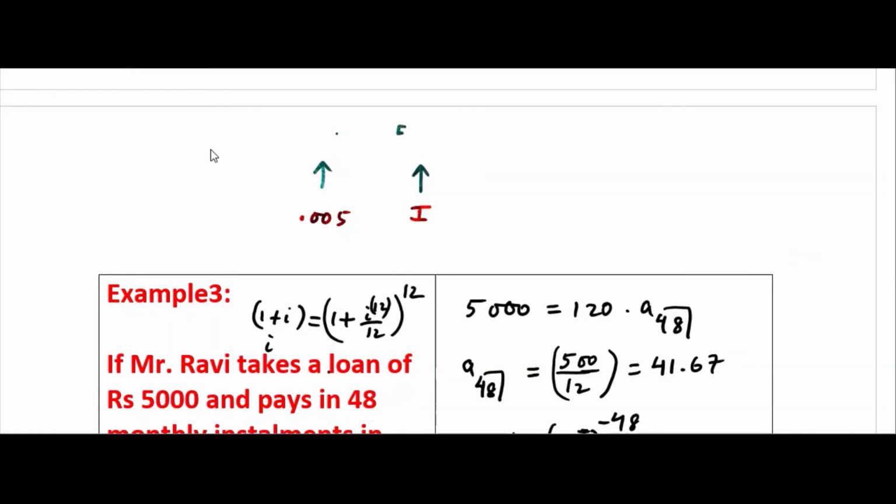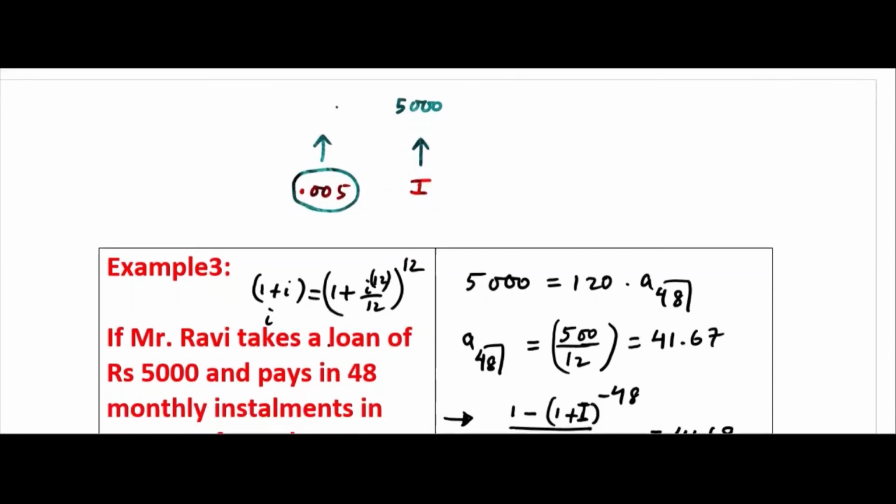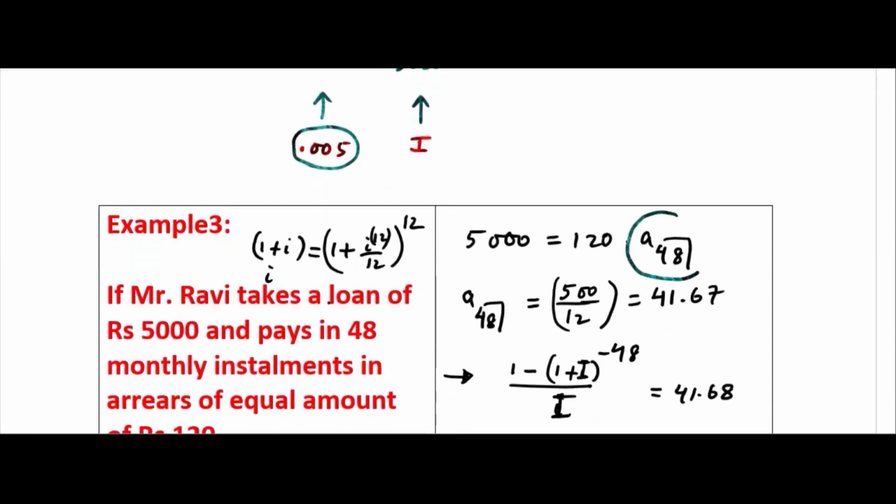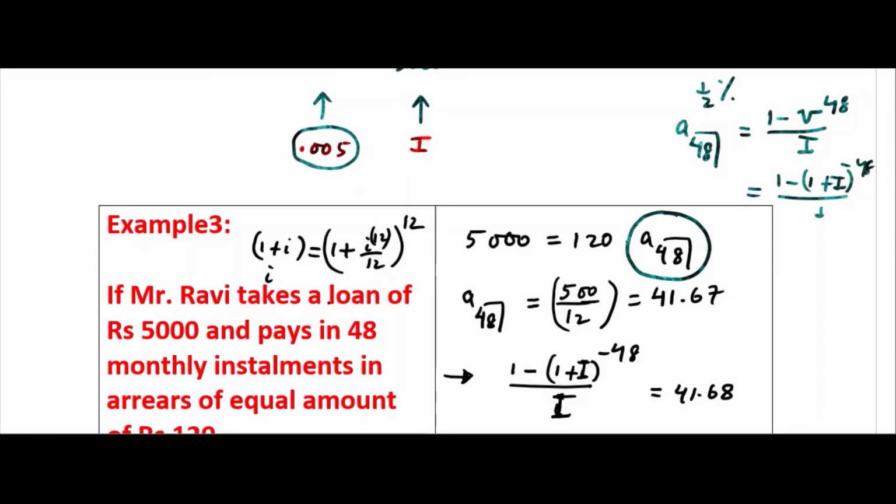At what I do you need 5,000? Okay. At 0.005, 0.5%, you find this value, A48. At 0.5%, you find A48, quick. So this will be simply 1 minus V48 by I, okay. I'm taking capital I only everywhere, don't worry. So 1 minus 1 plus I to the power minus 48, divided by capital I.